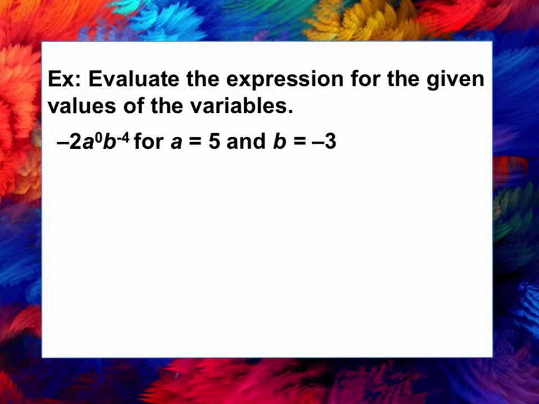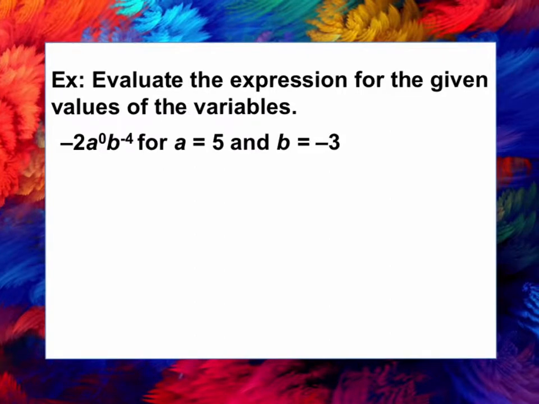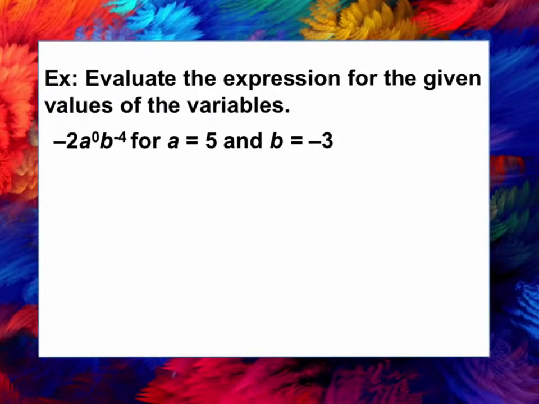Let's go ahead and apply what we just learned. We're going to evaluate the expression for the given values of the variables. Remember to pause and write down the example and then follow along when you're ready to listen to me. We're going to do negative 2 a to the 0. A in this case is 5, so 5 to the 0 power. B is negative 3, and we're going to raise that to the negative 4th power.